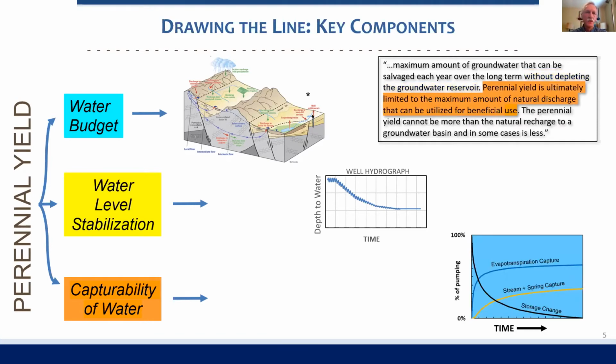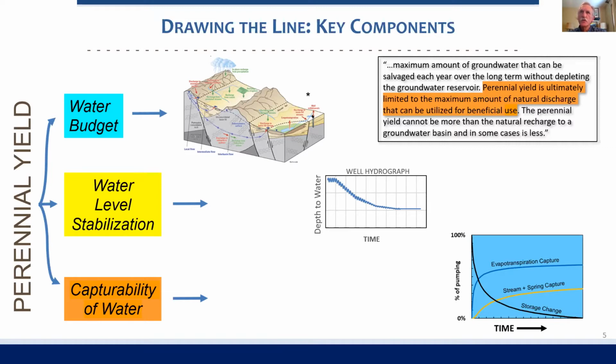Now, the third component, what I'm calling the capturability of water, is an important one that's not as straightforward as the other two and deserves a little more discussion. So I'd like to read the language in our perennial yield definition here where this component is described, and Phil already did this, but I think it's worth rereading.